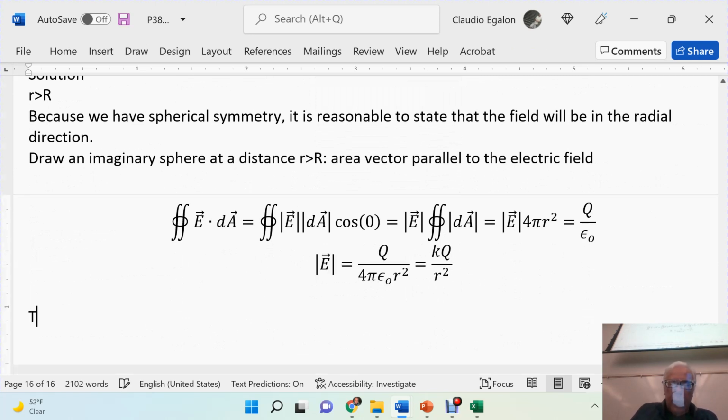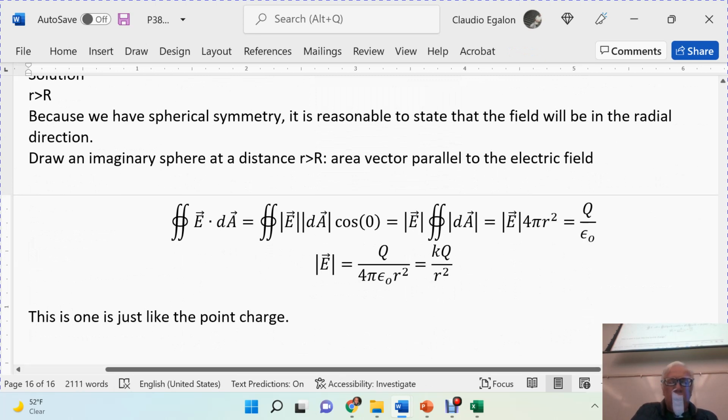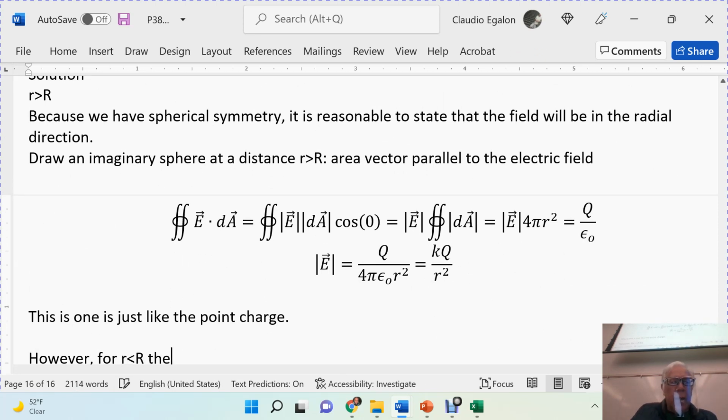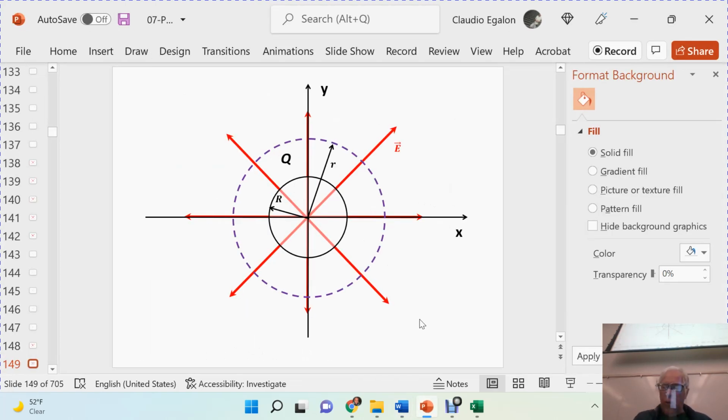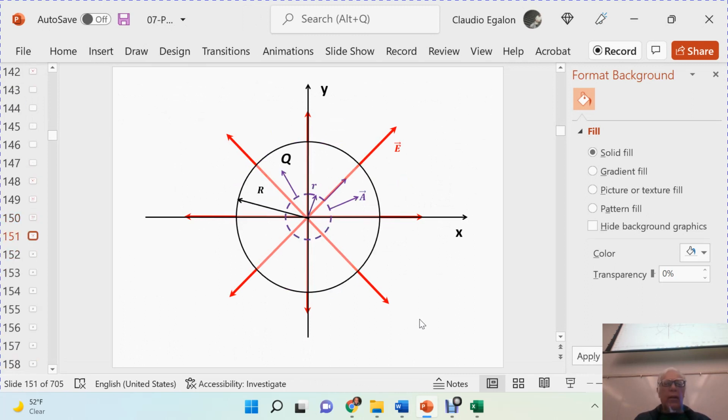This one is just like the point charge. However, for r less than big R, the problem is different. Why is that? Well, the problem is different because now we are not going to have a net charge Q enclosing the sphere.